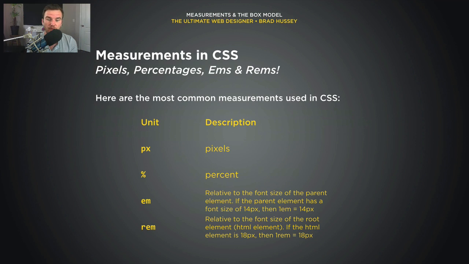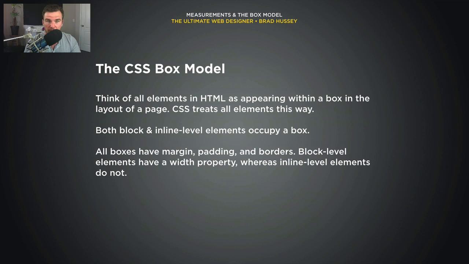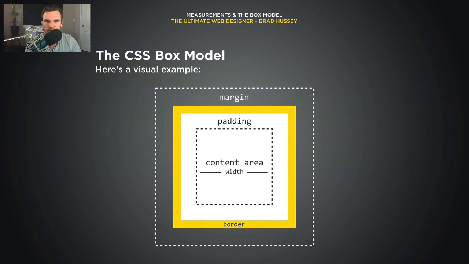And the rem is relative to the font size of the root element or the HTML element. So if you styled the HTML element to have a font size of 18 pixels, then 1 rem is 18 pixels. So the CSS box model: think of all elements in HTML as appearing within a box in the layout of a page. CSS treats all elements this way. Both block and inline level elements occupy a box. All boxes have a margin, padding, and borders. Block level elements have a width property, whereas inline level elements do not.